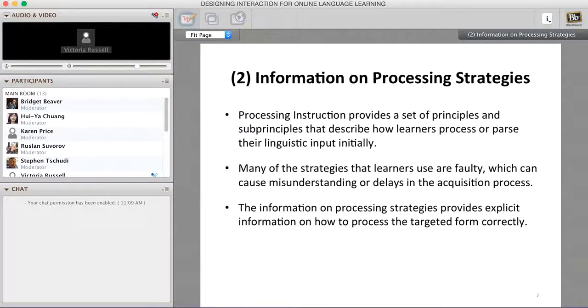It's important to note that second language learners can and very often do process their input incorrectly. And processing instruction is designed to help learners avoid faulty input processing strategies in favor of more optimal ones. Therefore, the goal of PI is to help learners make correct form meaning connections when they first process their input. The information on processing strategies component provides explicit information to learners on how to process the targeted form correctly.